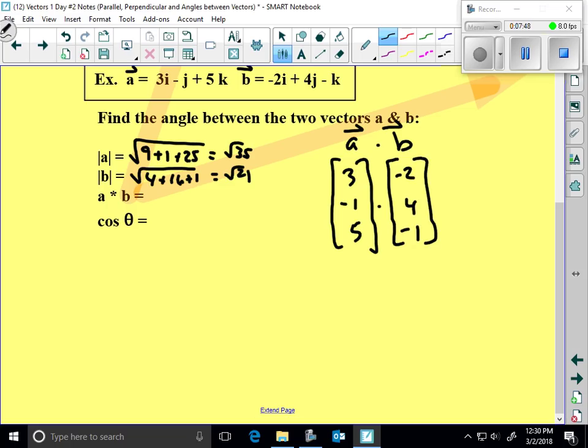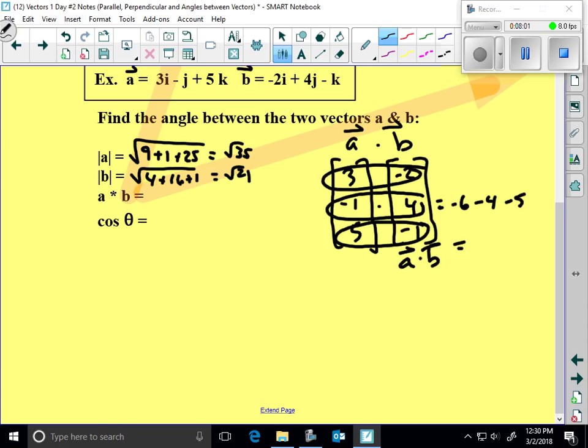And what I do is I multiply these together. I get negative 6. I multiply these together. I get negative 4. I multiply these together, and I get negative 5. It looks like, to me, A dot B is going to be negative 15. So here I multiplied the x's. Here I multiplied the y's. Here I multiplied the z's, right? Then I add them up. So A dot B is equal to negative 15.